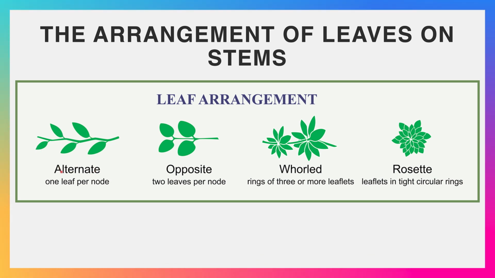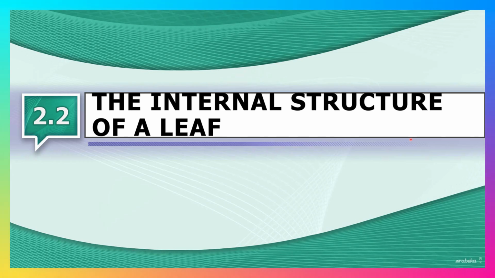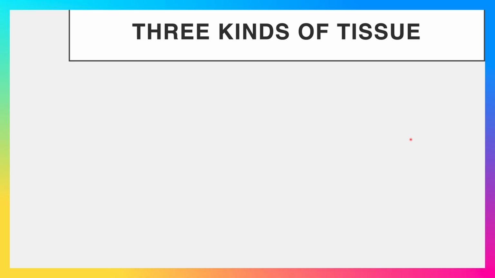So this is an alternate arrangement. The second arrangement is shown here. The opposite arrangement is where you have two leaves at each node and they are opposite each other. This is the whorled, where you have multiple leaves at each node, three or more. And then lastly, if you have a single area where leaves come out, or leaflets, from one specific node, that's called a rosette. Now let's take a look at the internal structures of the leaf.